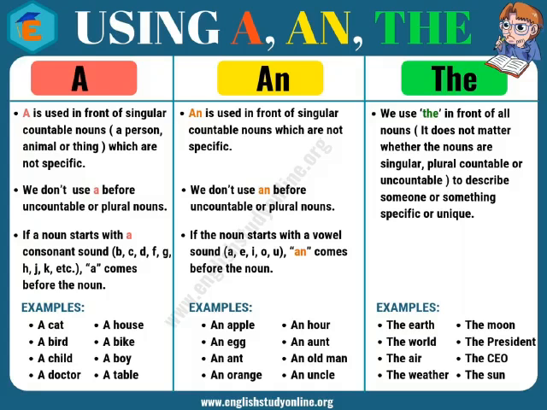Let us now move on to the definite article, the. We use the in front of all nouns. It does not matter whether the nouns are singular, plural, countable or uncountable, to describe someone or something specific or unique. For example, the earth, the moon, the world, the president.